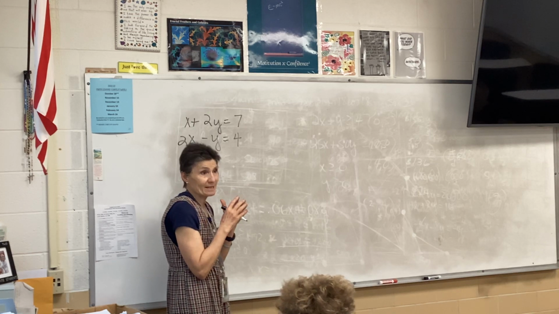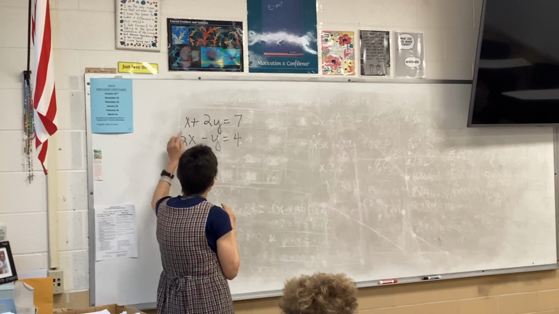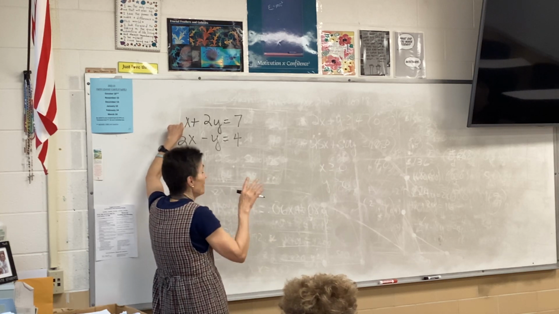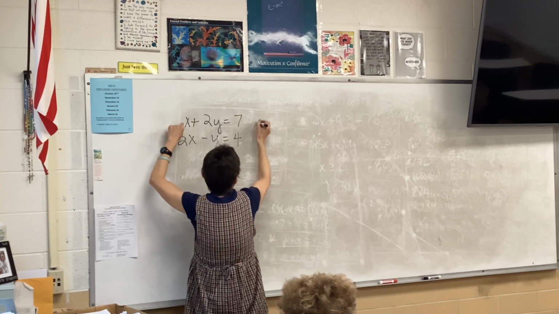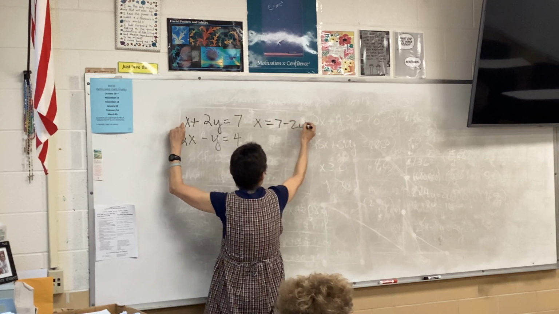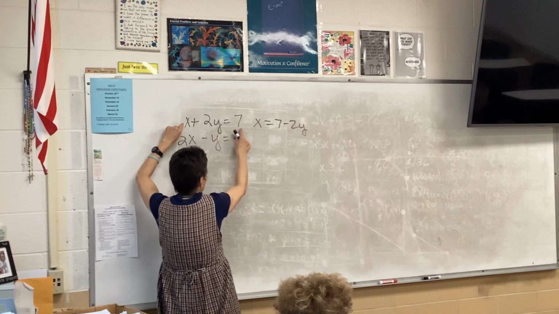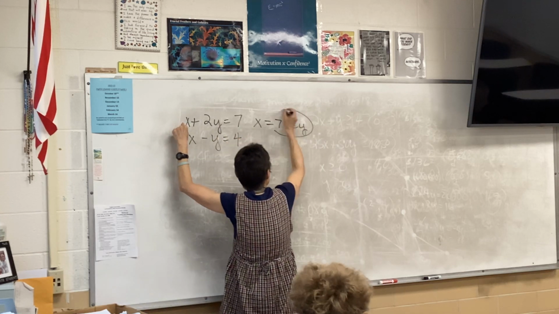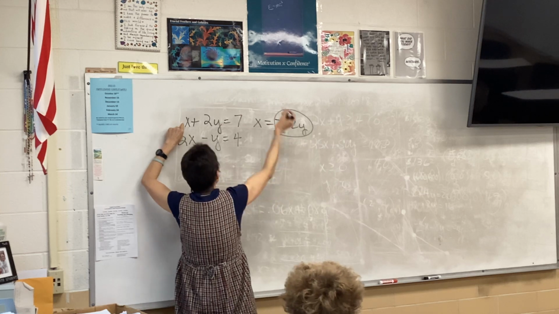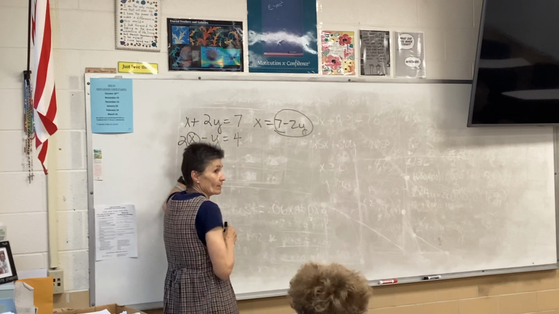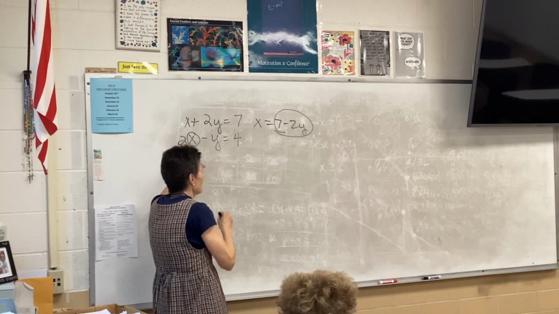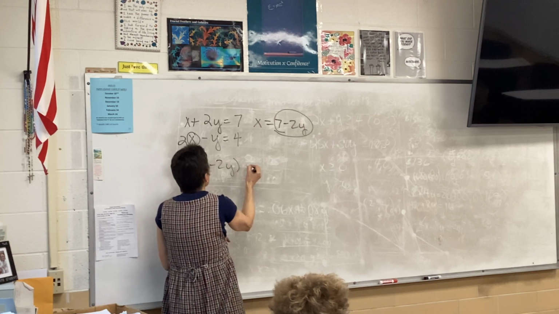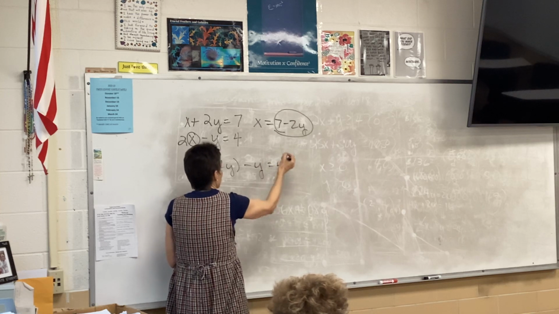We gotta get a letter by itself, right? So, might be best just to get this x by itself. You can get whatever you want, but I think it's easiest to say x equals 7 minus 2y. We're gonna subtract 2y from both sides. Now, this is going to get substituted into here. So 2 times 7 minus 2y minus y equals 4.